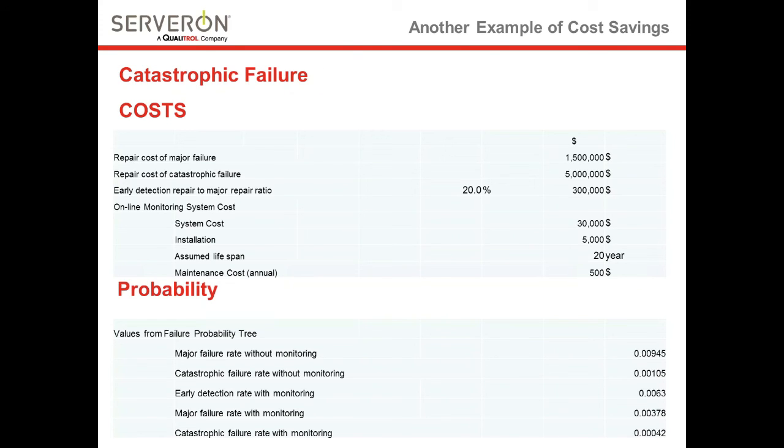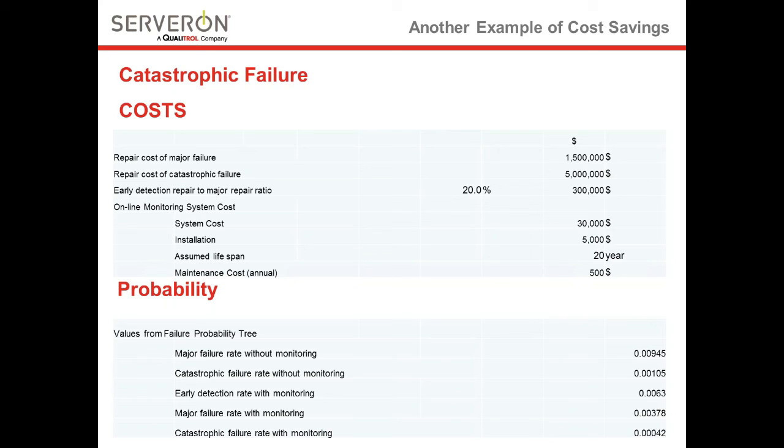So here we have another example of cost savings, and I should point out, example figures for a catastrophic failure. Earlier we calculated the improved probability of detecting a failure with monitoring, and here we'll see the dollar impact of that improved probability. So if you consider that the repair cost of a major failure is, and again example numbers, $1.5 million, the repair cost of a catastrophic failure is likely to be several orders of magnitude higher, and here we put $5 million.